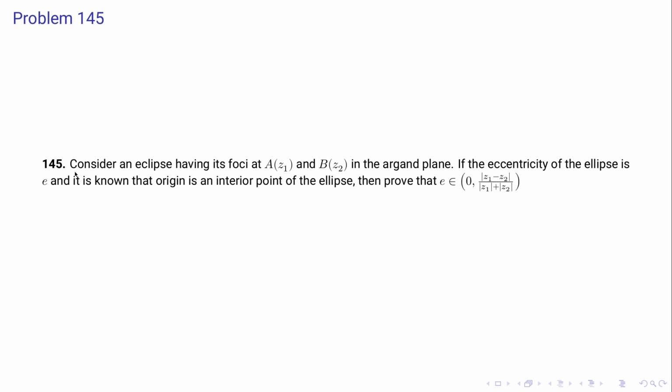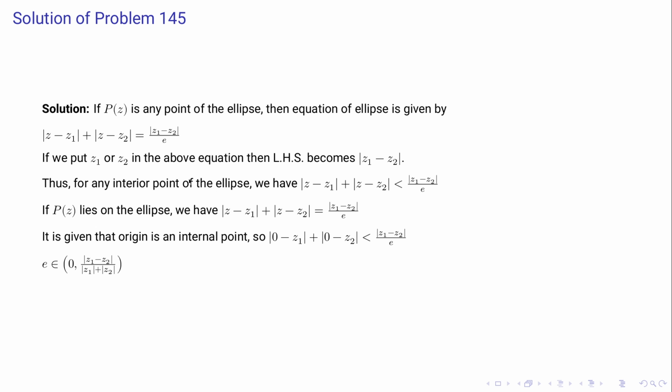Problem 145 says that consider an ellipse having its foci at a z1, b z2 in the Argand plane. If the eccentricity of the ellipse is e, and it is known that origin is an interior point of the ellipse, then prove that e belongs to the set of 0 to mod of z1 minus z2 by mod of z1 plus mod of z2.